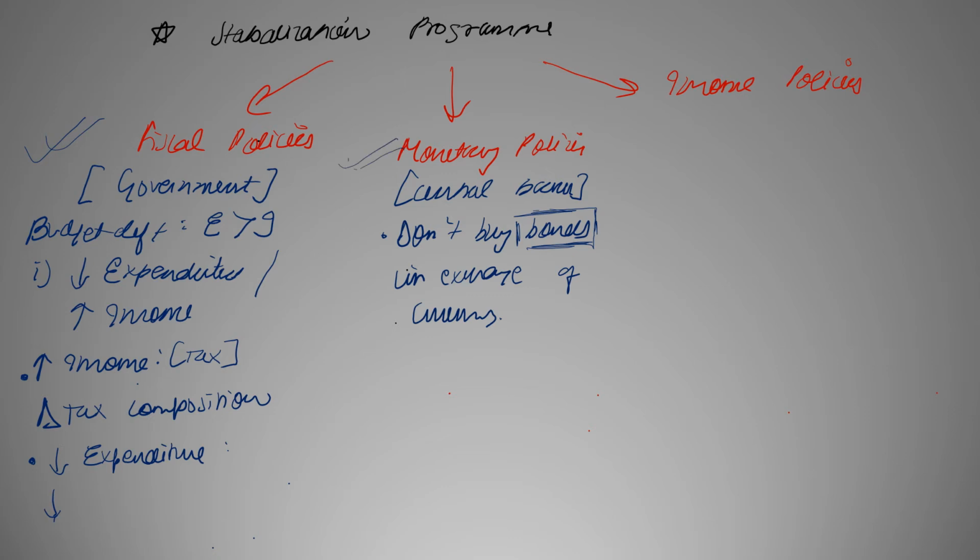Now coming to income policies. Unlike the previous two, income policy has to do nothing with government or central bank, but it has to do around hype generation. If you've ever paid attention, then even the idea of inflation in anyone's mind can actually increase or decrease money demand in the market, right? So income policy basically focuses on making sure that there's no hype generated around inflation.